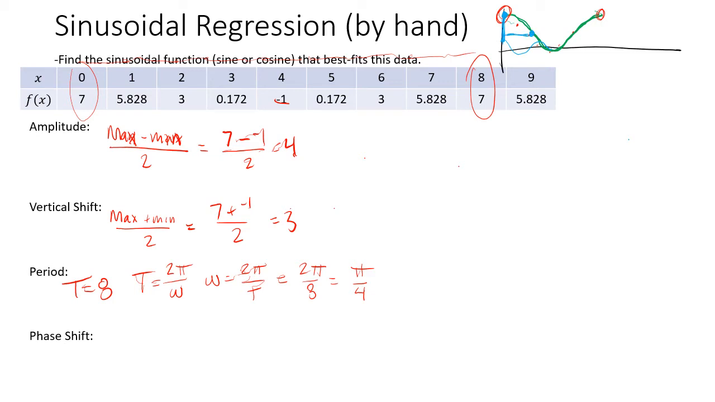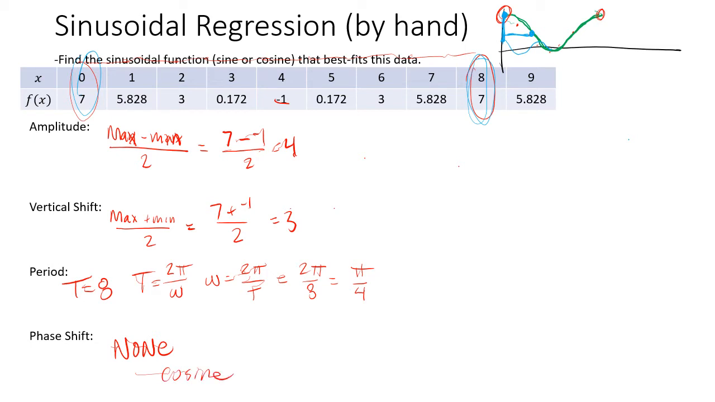And so for that reason, and you're given these obvious maximum values here, it just makes sense to go with cosine. But you could totally do a sine regression here. Also, it would just involve a phase shift. So we're going to say there is no phase shift here because we're going to use cosine.